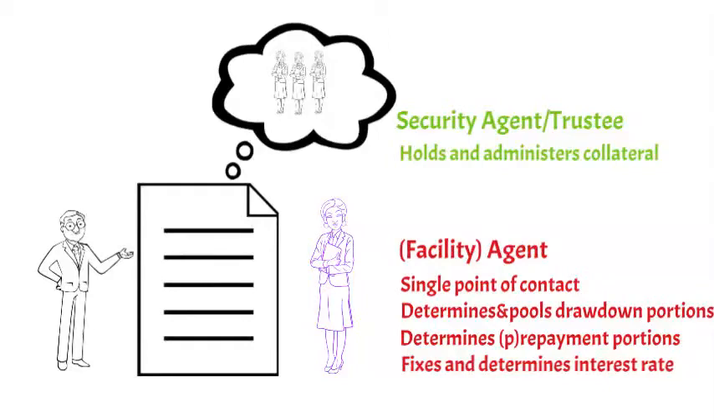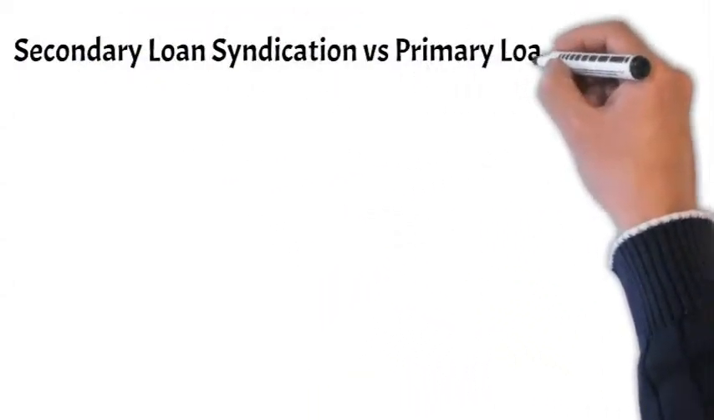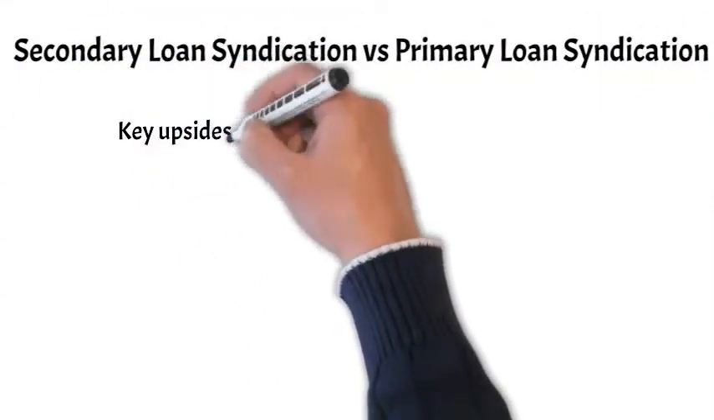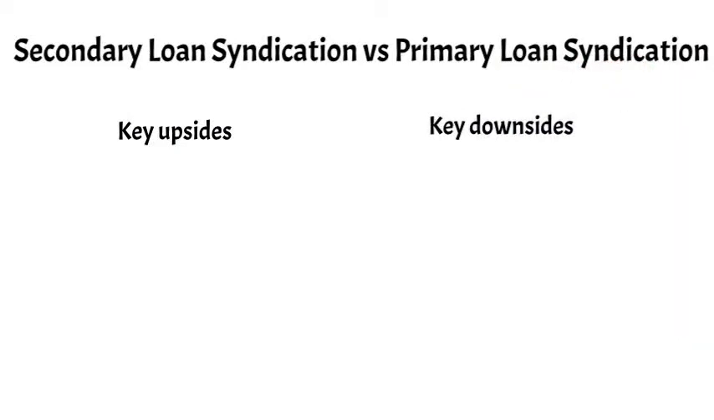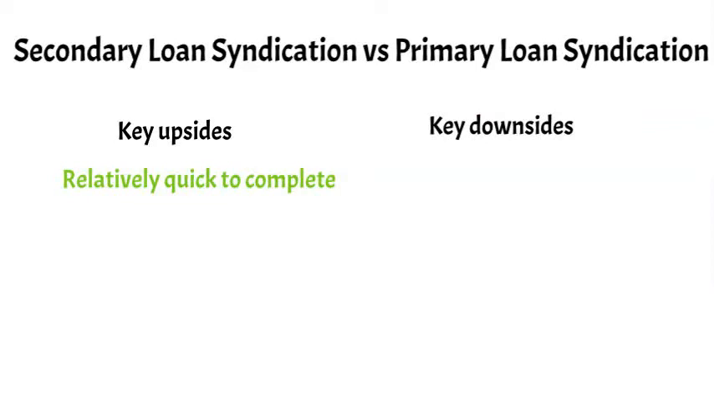From the legal perspective, at the end of the day, practically the same result is achieved by both primary as well as secondary syndication, i.e. the loan is allocated among multiple lenders. There are, however, important commercial differences from the borrower's standpoint. The first consideration being speed of the whole process. Secondary syndication is normally much faster to complete.